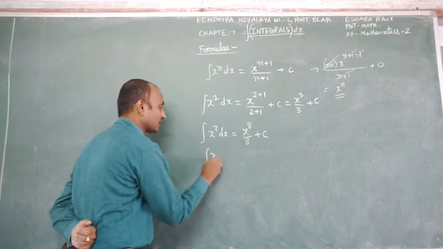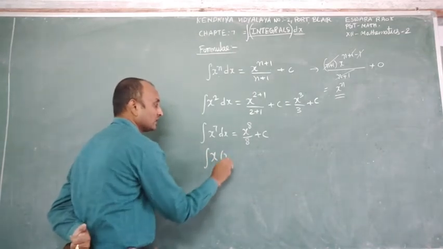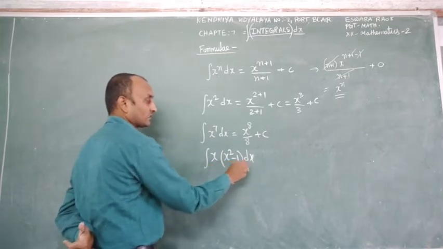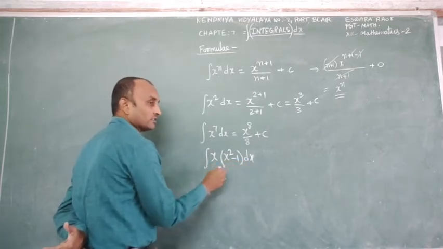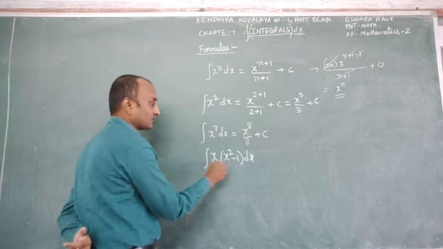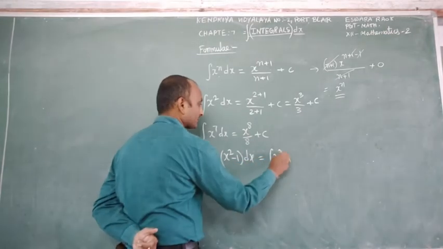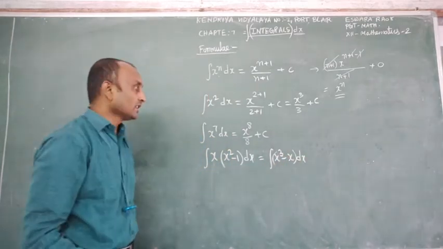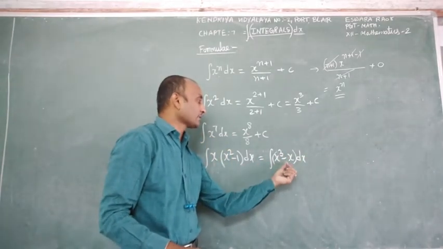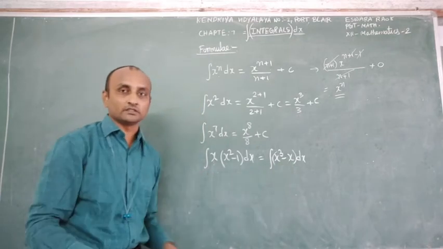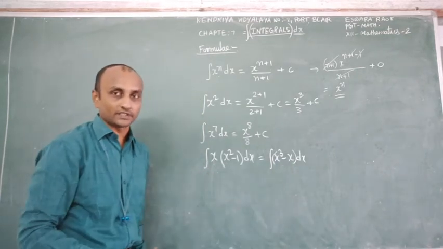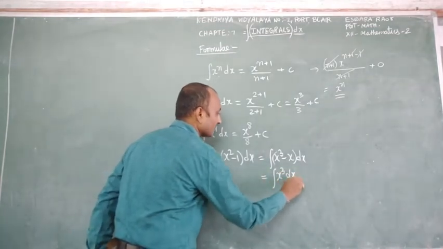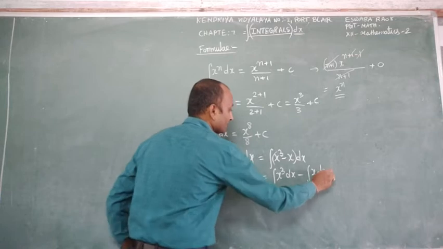Sometimes the question will be like this: integral of x into x square minus 1 into dx. I say I cannot do it directly, so you multiply: x into x square is x cube, x into 1 is x, so x cube minus x dx. Remember, it is a property that when two functions are written with plus or minus, you can split the integration. You can distribute the integration. It is a property, right? Integration of x cube dx minus integration of x dx. You can write like this.